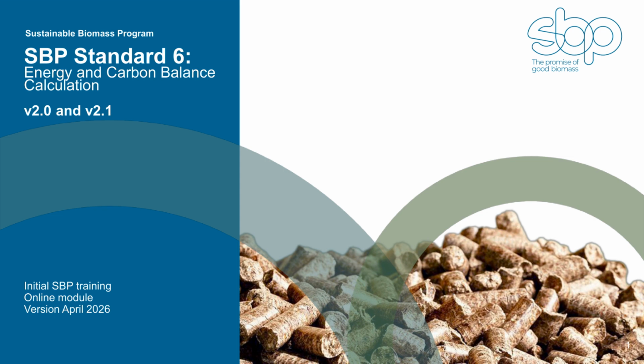Welcome to this SBP online training module on Standard 6, version 2.1. Standard 6 covers energy and carbon balance calculations within the SBP certification scheme. In this session, we will explain why SBP gathers greenhouse gas data, walk through the calculation methodology at a high level, and place the document within the wider v2.1 update of the SBP standards.